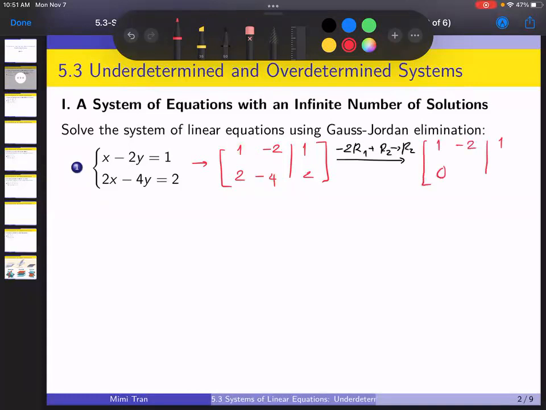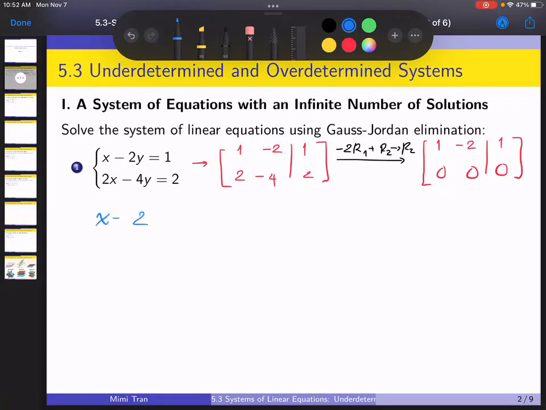0. -2 times -2 is +4. Add to -4 is 0. And guess what? The last one, what do you think? Also 0, right? -2 times 1 is -2, add to 2, 0. What does that mean?